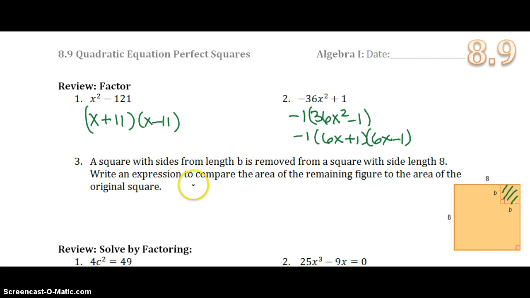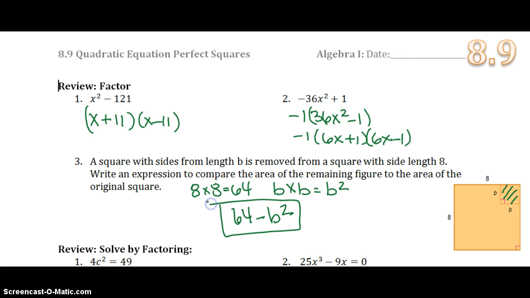So our original is an 8 by 8, which is an area of 64. And we're going to remove a b by b, which is b squared. So we're going to have 64 minus b squared. That would be the comparison. So it's a difference of squares. Literally.